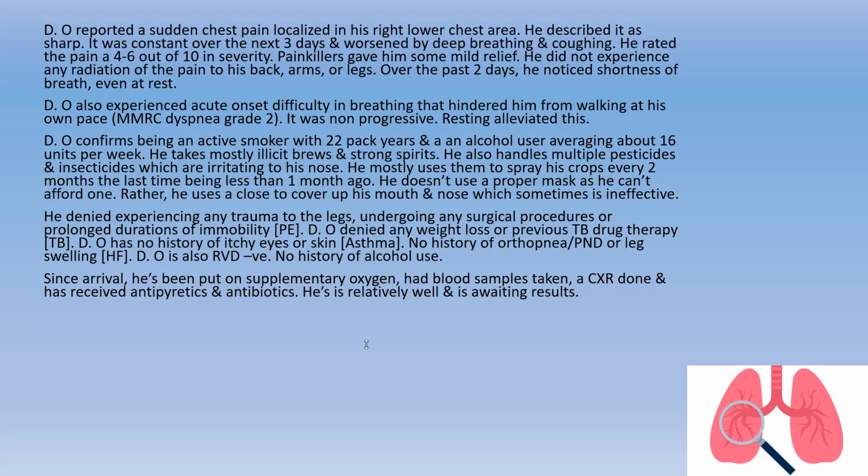Over the past 2 days, he noticed shortness of breath, even at rest. He also experienced acute onset difficulty in breathing that hindered him from walking at his own pace, MMRC dyspnea grade 2. It was not progressive. Resting alleviated this. The patient confirms being an active smoker with 22 pack years and an alcohol user averaging about 16 units per week. He takes mostly illicit brews and strong spirits.